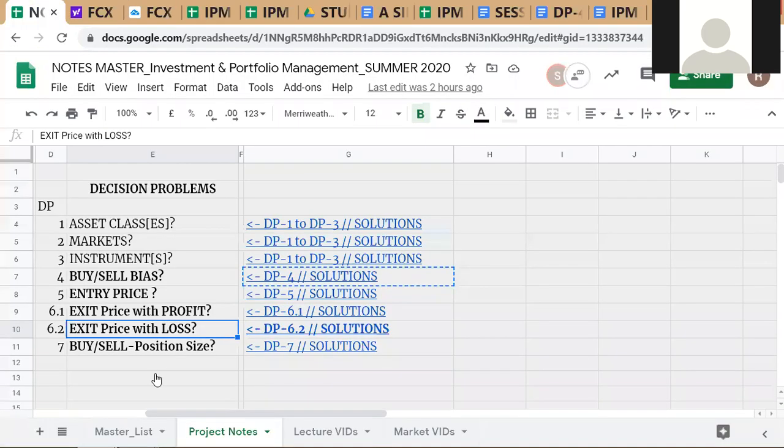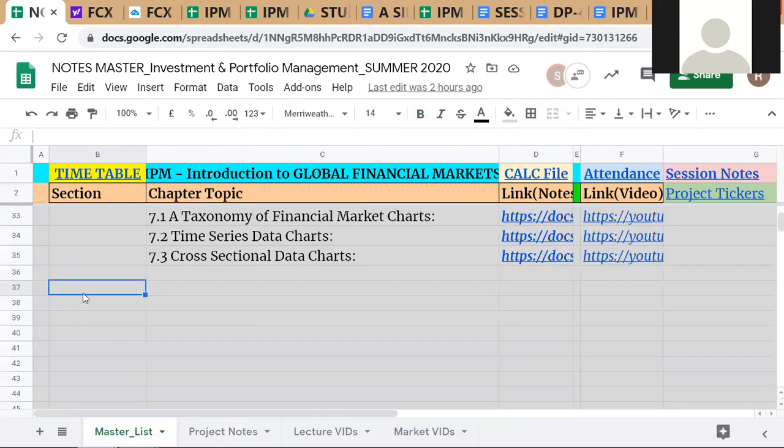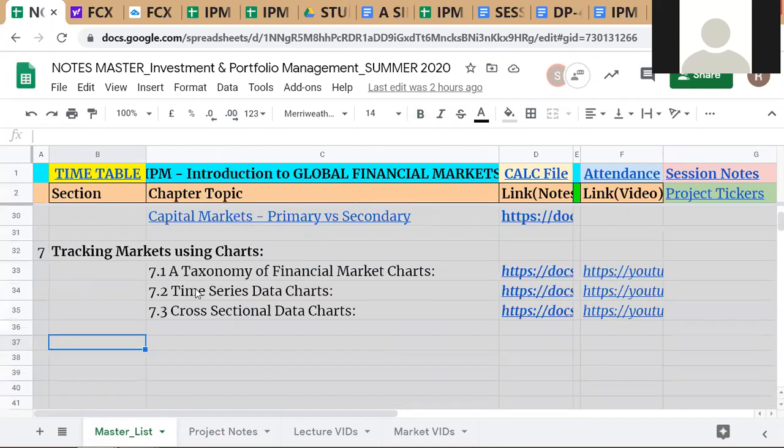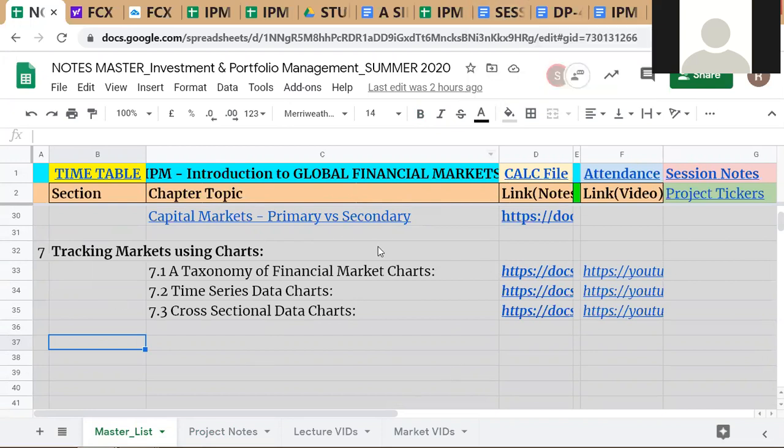See here, there is a very important reading towards the end, unfortunately. But it is because we are working so much with charts. If you look at your readings, right at the end, tracking markets using charts. Now you'll notice that in your session notes, when I highlighted the important chapters for the project, these are included. So you need to do these readings or watch the videos to understand what is meant by granularity and all that. So this is also your decision.